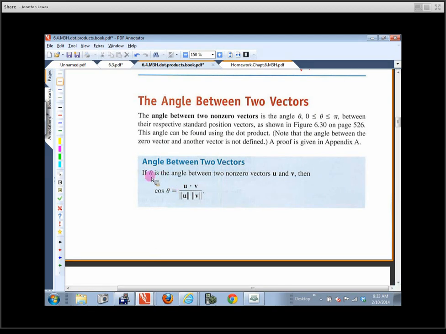But it says if theta is the angle between two non-zero vectors u and v, then the cosine of that angle equals the dot product over the product of the magnitudes. This is the dot product of the two vectors. These are the two magnitudes just multiplied together. Or I like to write it like this, and I would like you to write it like this. The angle between the two vectors is the cosine inverse of the dot product over the product of the magnitudes.